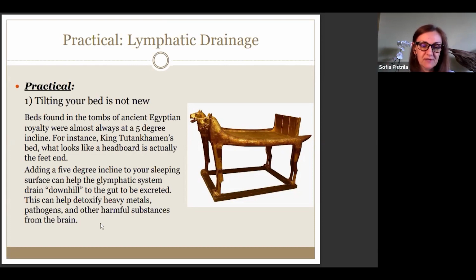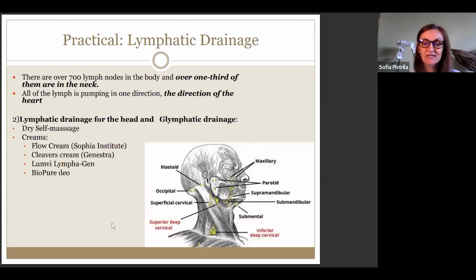pushes on those nerves. This can help detoxify heavy metals, pathogens, and other harmful substances from the brain. It's the only thing that you can do day by day without going into 50-minute massages and all kinds of other twisting-your-skull recipes. I'm going to share even those with you during the workshop. So I'm going to show you now.